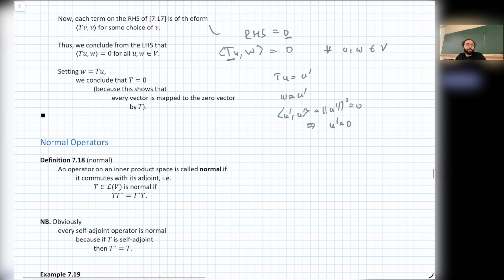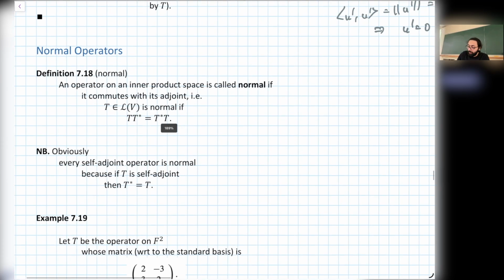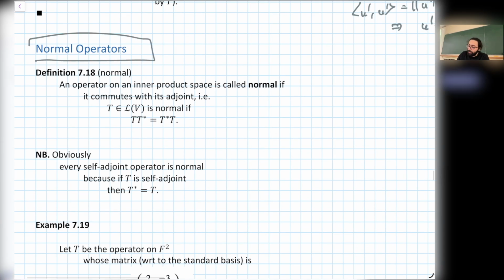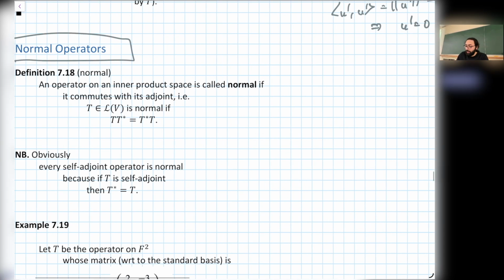I know it's non-stop, you guys, but we're making progress. We're almost there. Okay. So now we're going to look at something called normal operators. A normal operator has very, very nice properties, which we're going to look at in a little bit. But for now, as with most things in abstract math, we're just going to define it first, and then we'll see why it's a useful notion.